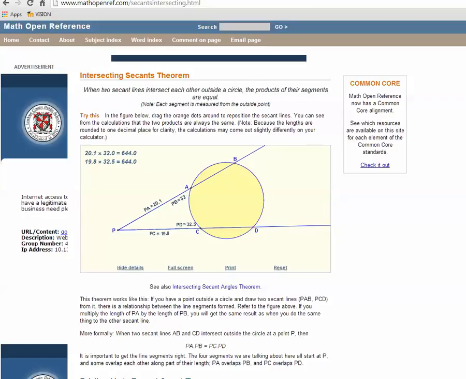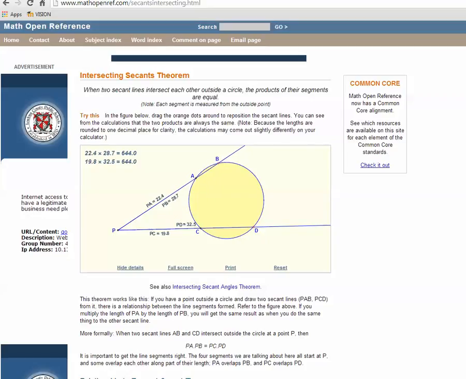This secant segment stays the same. You'll see this PC says 19.8, see up here 19.8, and PD, the entire secant segment, says 32.5. See right here, 32.5. So those get multiplied together and we see 644. The other secant segment, the external part, says 20.1, and the secant segment says 32. I'm going to move point B closer to point A. You'll see these numbers change, yet it still always equals 644, which the other one equals as well.